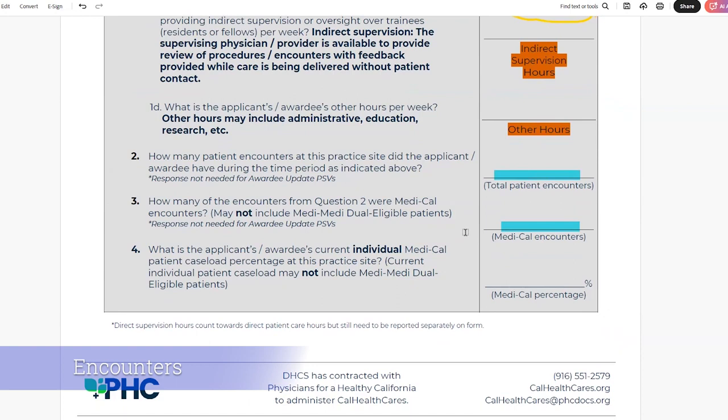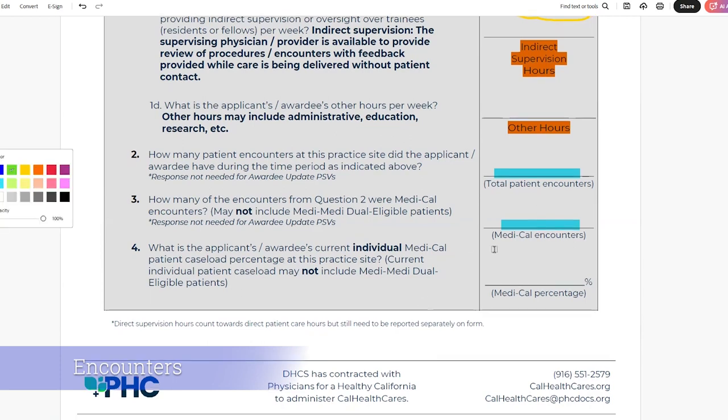For physicians, Medi-Medi dual eligible encounters, meaning Medicare plus Medi-Cal, do not count towards the patient caseload. This is one key distinction from dentists who may include Medi-Medi encounters towards their Medi-Cal caseload. Then your supervisor would input the Medi-Cal caseload percentage based on these numbers by dividing the Medi-Cal encounters by the total patient encounters. This number can be estimated for awardee update versions based on what your individual caseload is anticipated to average at that practice site.